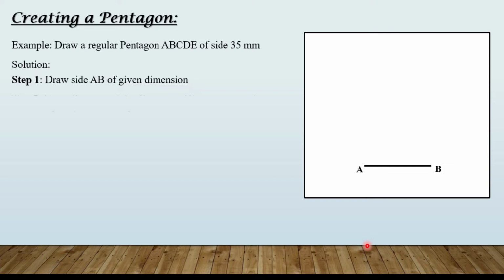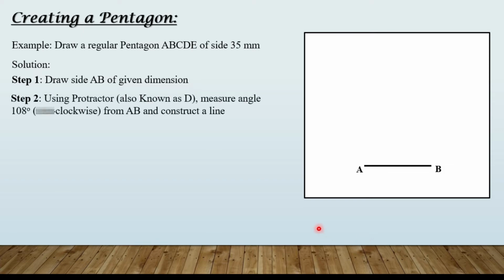So this is AB. You have to use a protractor, also called a D, which is having all the angles in it. You have to measure an angle of 108 degrees at B from AB. Okay. So you have to keep your protractor at this position and measure an angle of 108 degrees and construct a line.